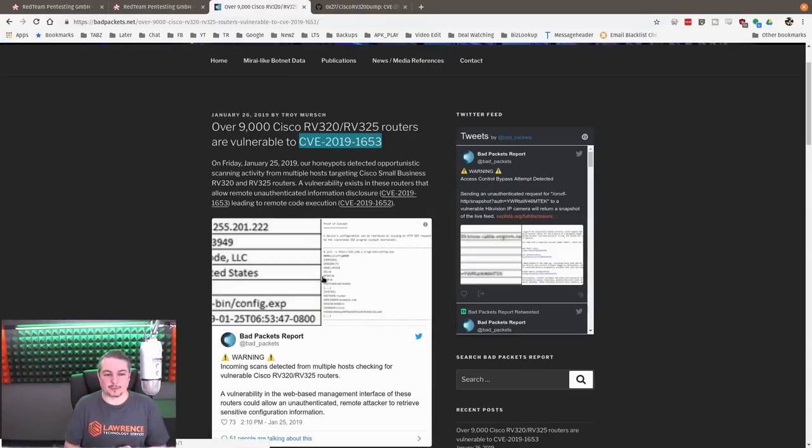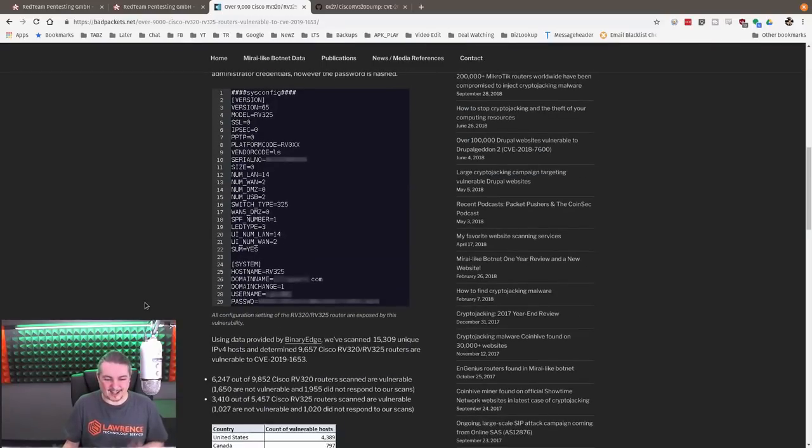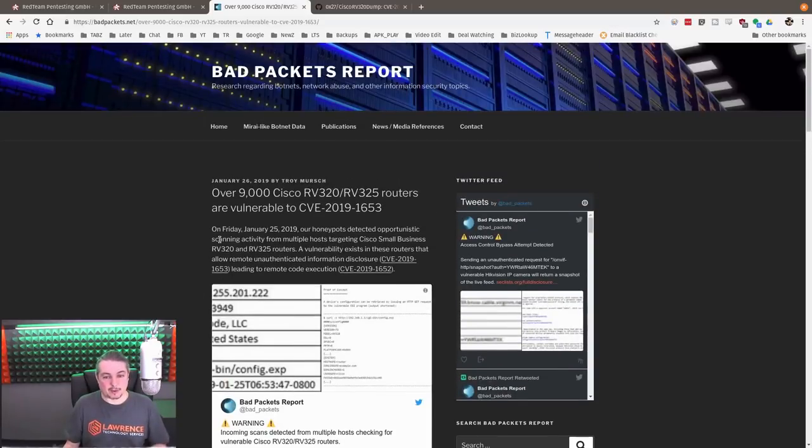Well, a quick look on Shodan, it turns out over 9,000 of these are vulnerable to CVE-2019-1653. And this is just honeypots and things like that out there looking for these. It doesn't mean it's a definitive list of all of them. There's undoubtedly more. Finding 9,000 of them, that's just the beginning of this. So we're definitely going to find out there's probably more of these out there. Get patching on your Cisco systems.